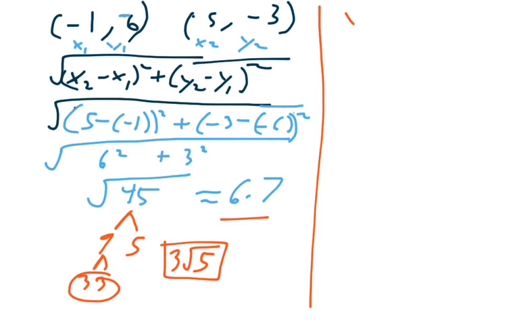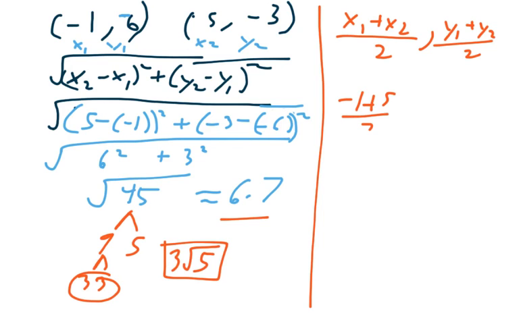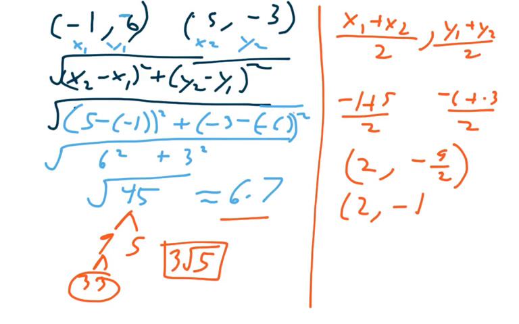In order to get the midpoint, we add up the x's and divide by 2. Add up the y's, divide by 2. So I got negative 1 plus 5 divided by 2, which is 2. And I have negative 6 plus negative 3 divided by 2, which turns out to be negative 9 halves, or we can have the point 2, negative 4.5, if they put the answer as a decimal.